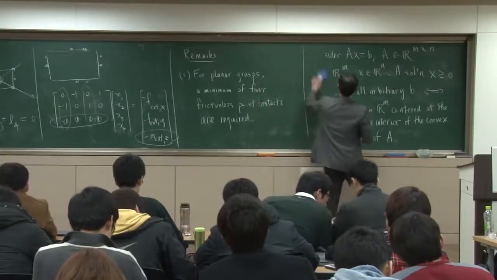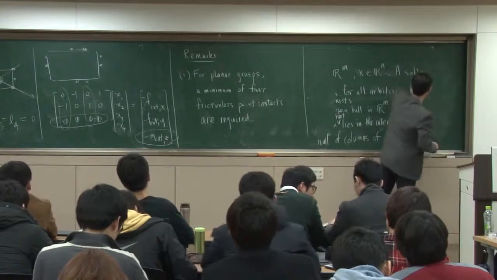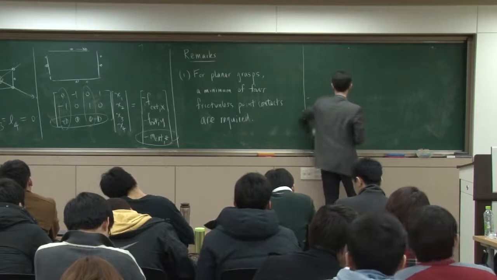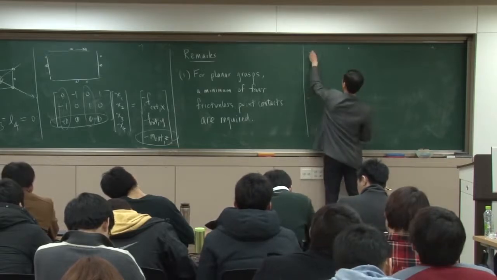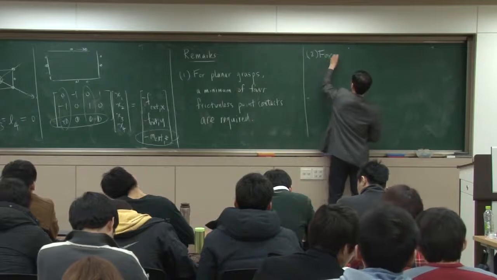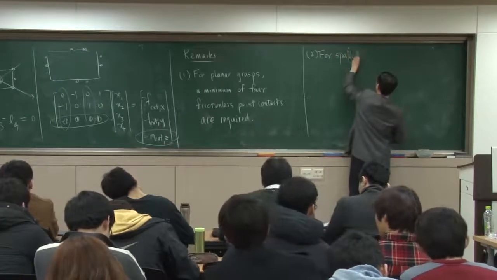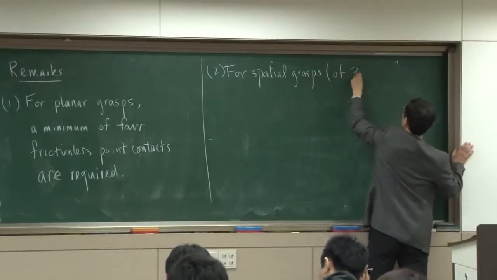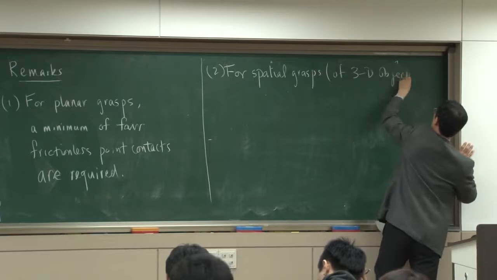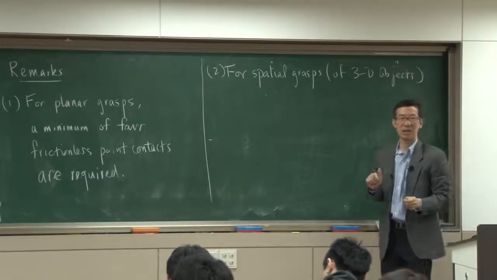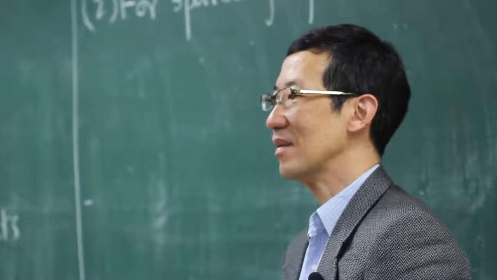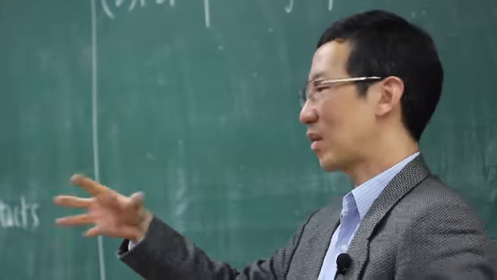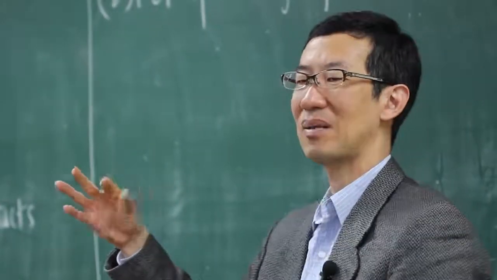So the next question is, what about 3-dimensional objects? So for spatial grasps of 3D objects, how many fingers do we need? If we're going to construct a hand with no friction at the fingertips, how many fingers do we need?